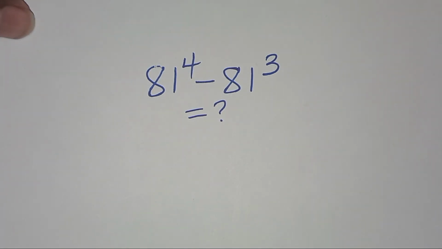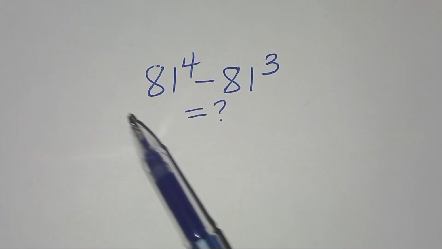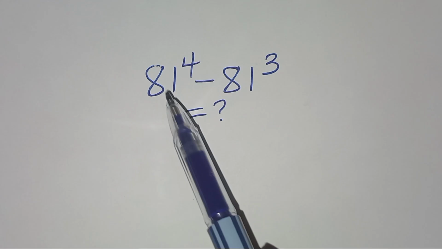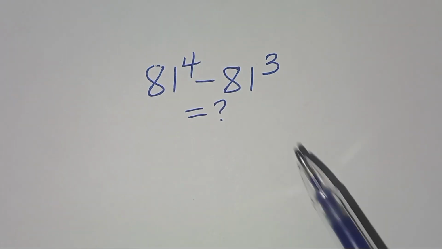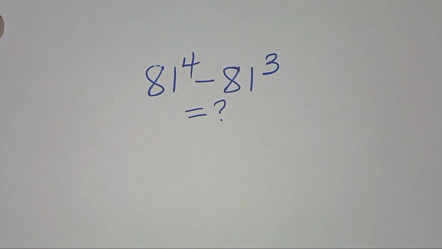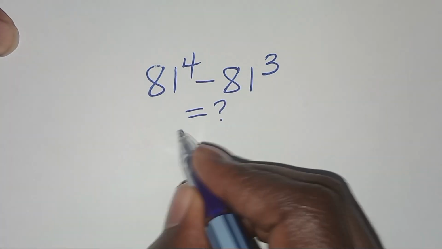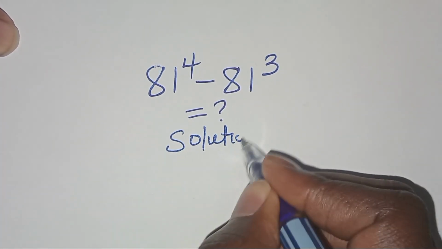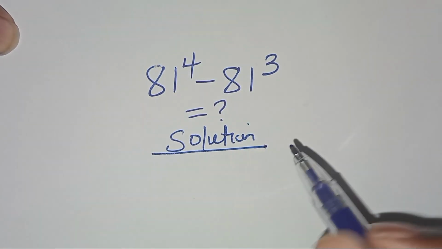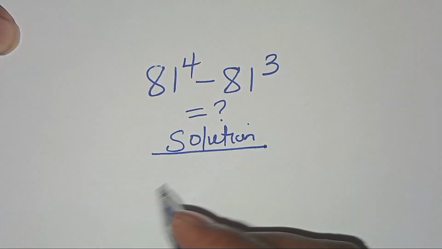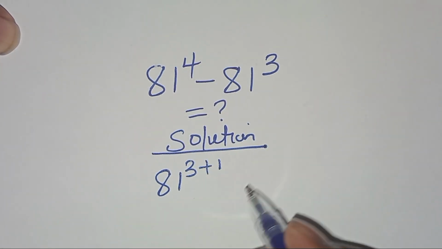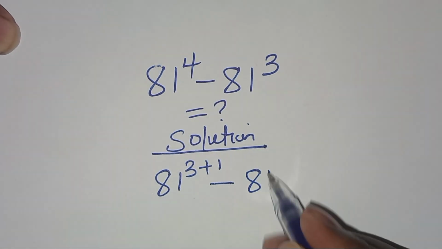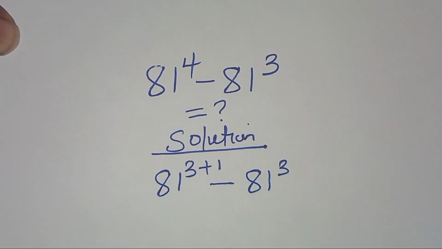Hello everyone, you're welcome to solve this math problem here, which is 81 to power 4 subtract 81 to power 3. So how do we solve this problem? So solution from here, we can express 81 to power 4 as 81 raised to power 3 plus 1 subtract 81 to power 3.